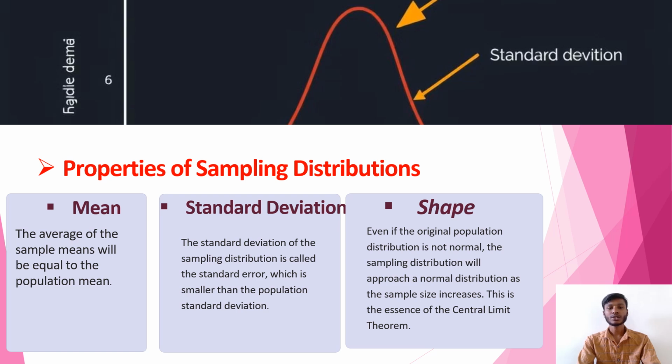Properties of the sampling distribution. Mean: the average of the sample means will be equal to the population mean. Standard deviation: the standard deviation of the sampling distribution is called the standard error, which is smaller than the population standard deviation. Shape: even if the population distribution is not normal, the sampling distribution will approach a normal distribution as the sample size increases. This is the essence of the central limit theorem.